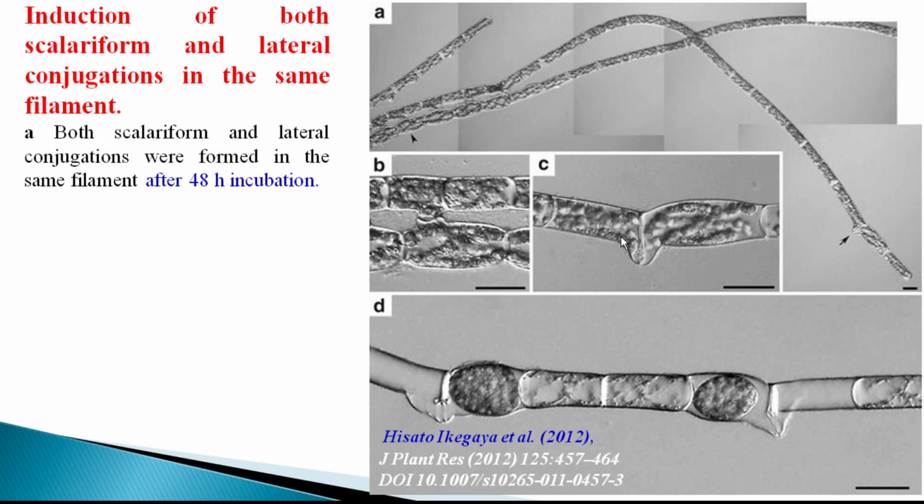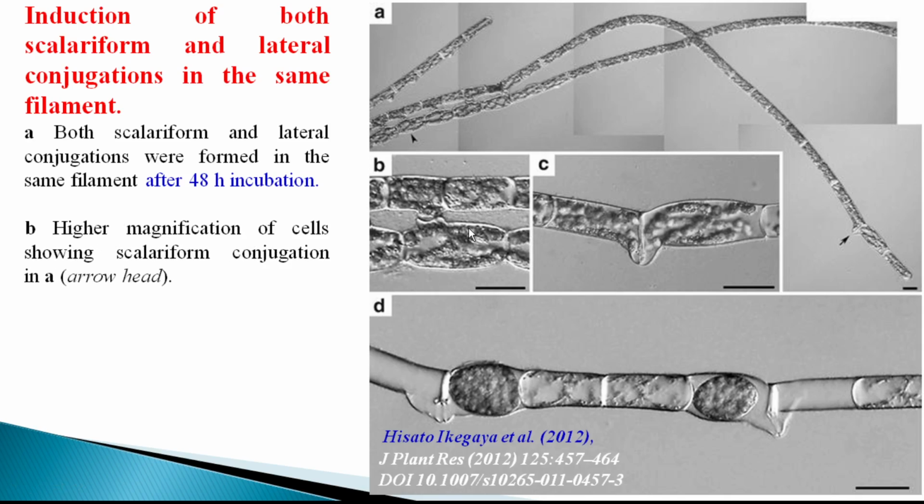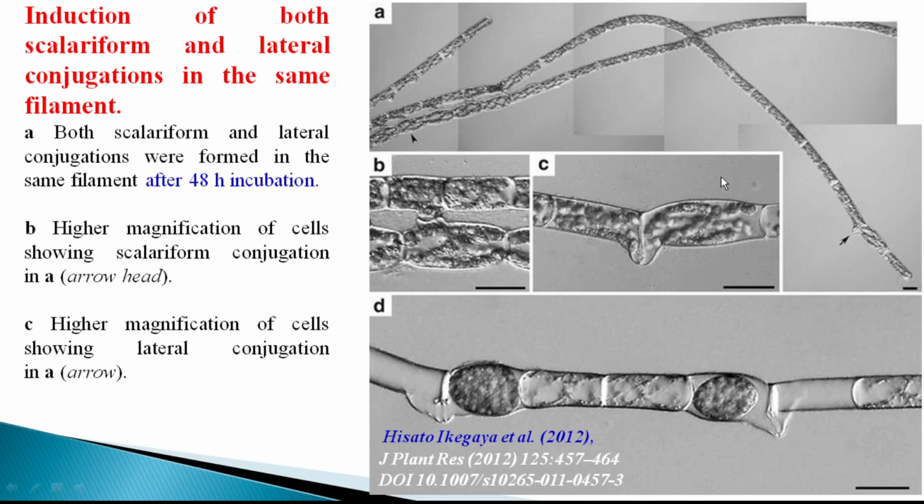As early as within 48 hours of axenic culture's incubation period, you will notice that lateral conjugation as well as scalariform conjugation, both of them, start to produce their filaments, especially papillae are induced, and later on the conjugation bridge gets established. The higher magnification in photograph B shows very clearly the scalariform conjugation taking place, and you can also see the lateral conjugation, that is, the lateral bridge has been established.